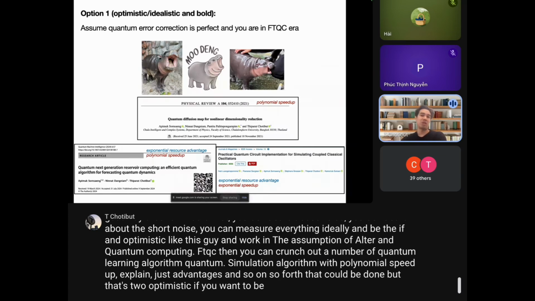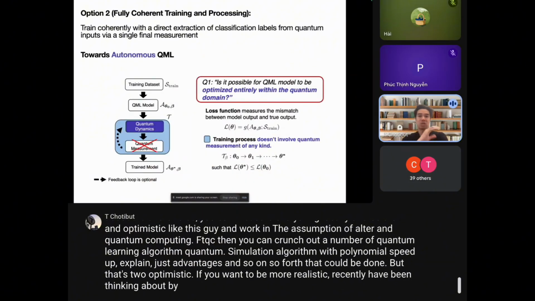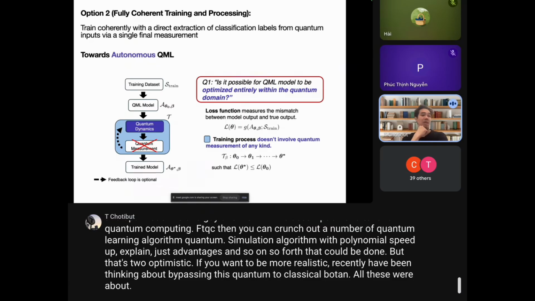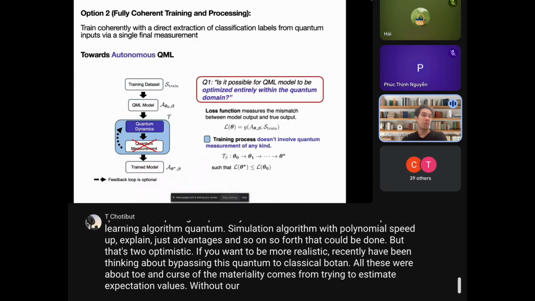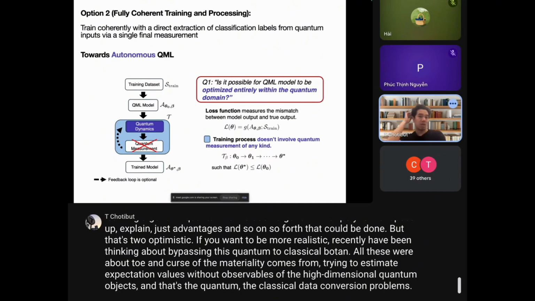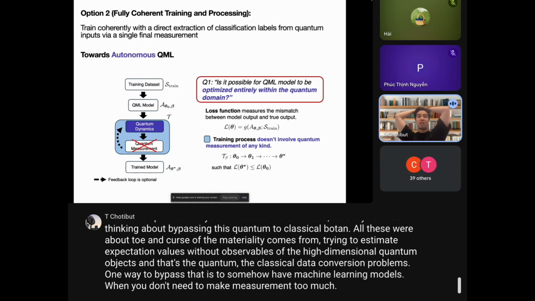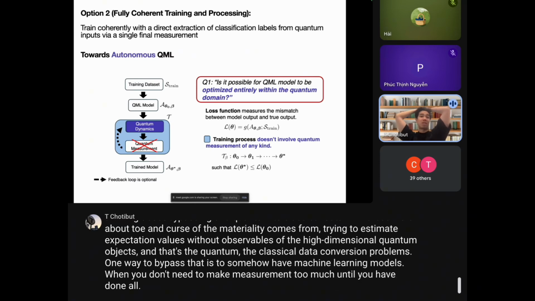If you want to be more realistic, recently we have been thinking about bypassing this quantum-to-classical bottleneck. All these plateaus and the curse of dimensionality come from trying to estimate expectation values of observables of high-dimensional quantum objects, and that's the quantum-to-classical data conversion problem. One way to bypass that is to somehow have machine learning models where you don't need to make measurements until you have done all the processing already.